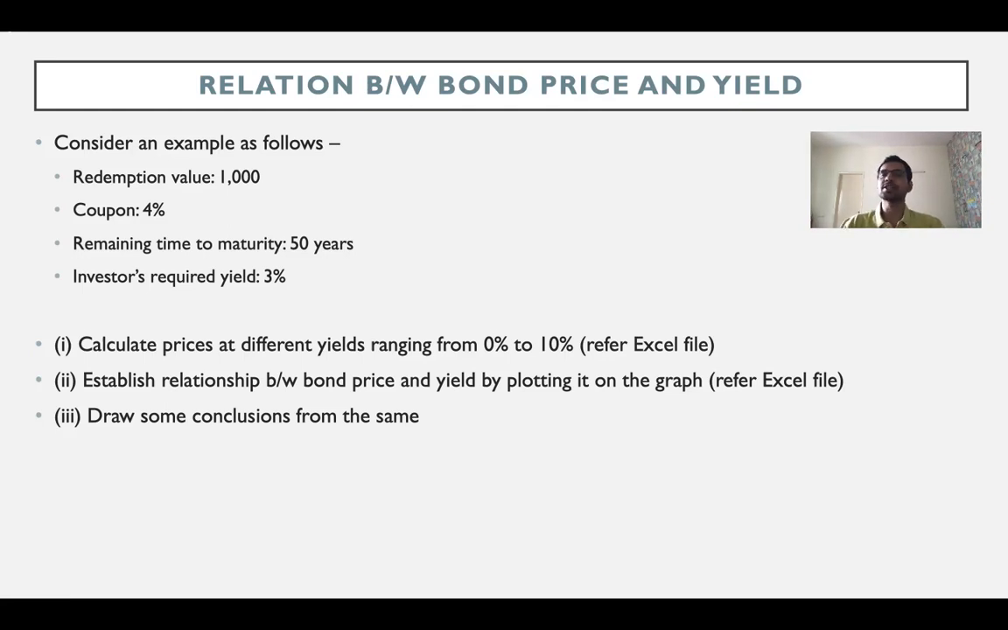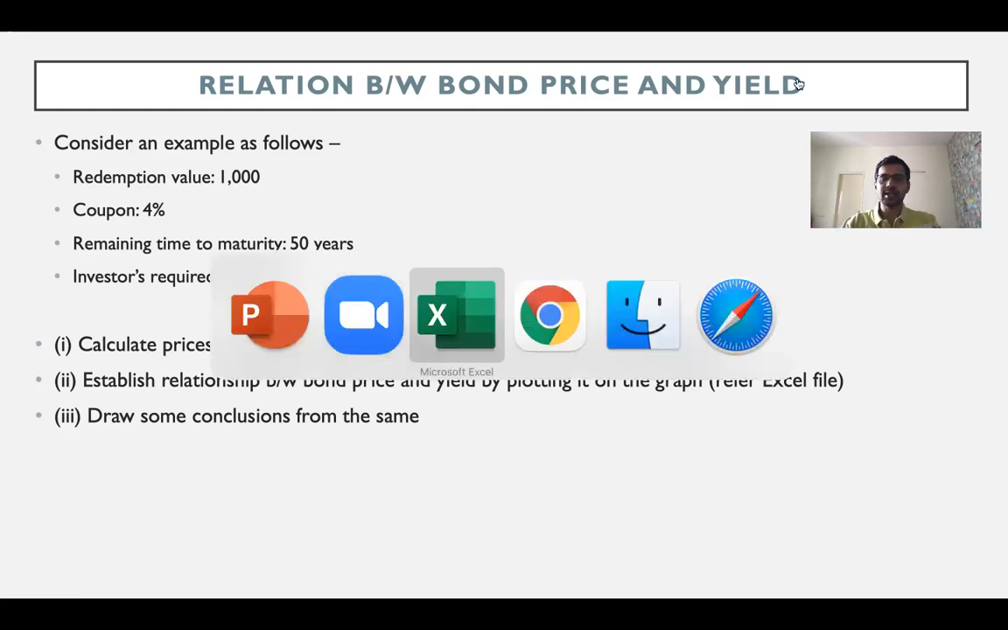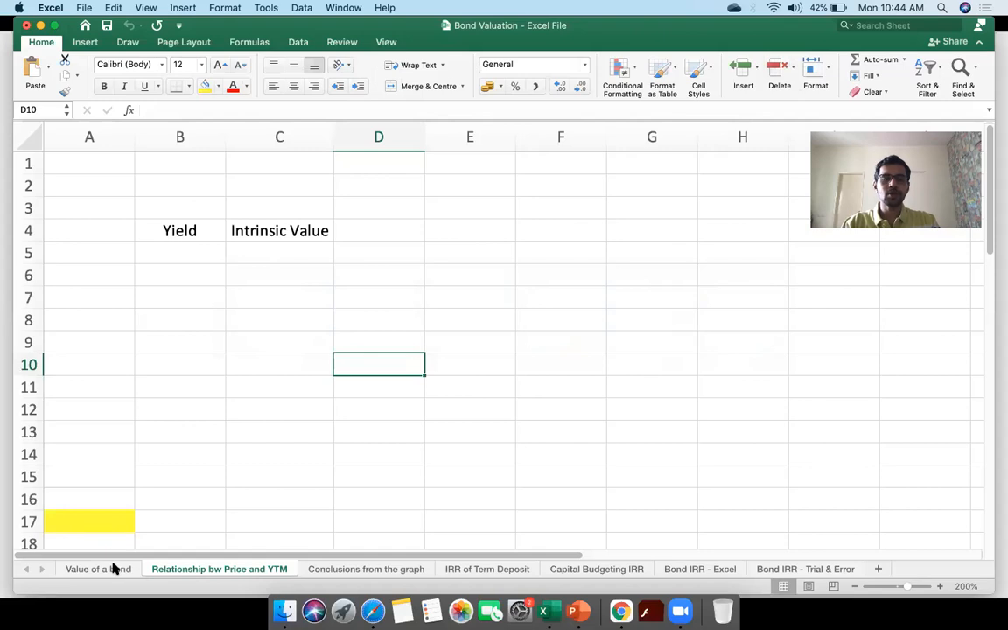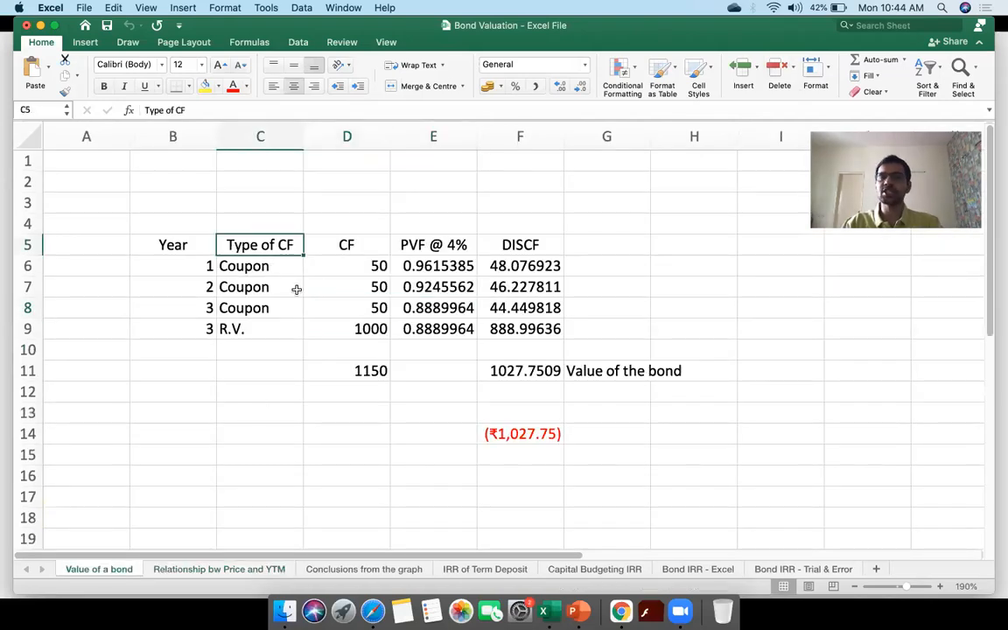Now, if you quickly recall the method of calculating the intrinsic value of a bond, the intrinsic value is the present value of all the future cash flows discounted at the required rate of return. Required rate of return is nothing but the yield to maturity on similar bonds. If I quickly come to the Excel file, we did a calculation initially where we took a $50 coupon, 1,000 face value, an investor's required yield of 4%, and the term of the bond was 3 years, and we calculated the intrinsic value to be 1,027.7 or 1,028.